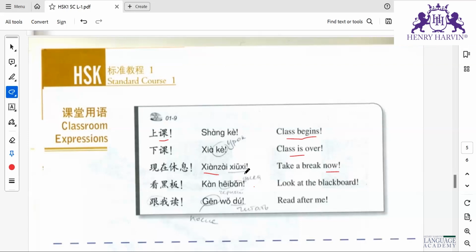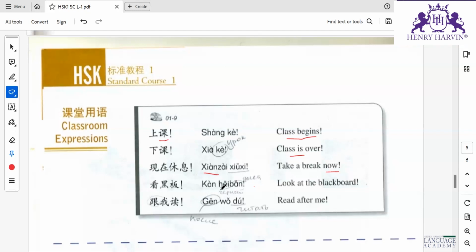Whenever we have a break in the middle of our class, at that time I can say Xianzai Xiu Shi. Okay, we can take a break now.